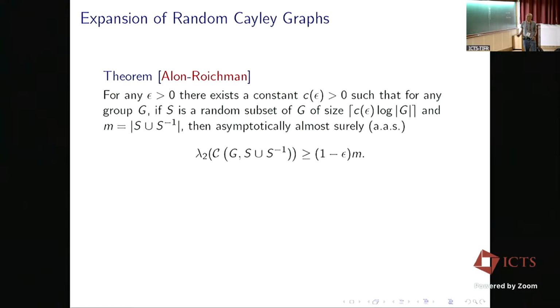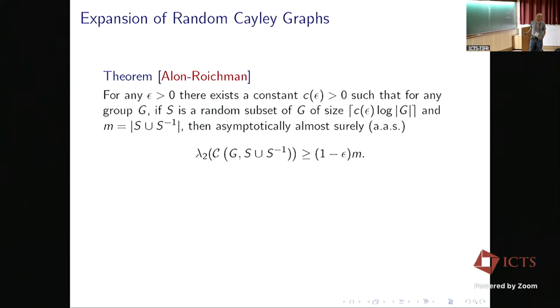Now, the Alon-Roichman theorem says the following. Take any group G of size n and pick randomly a subset of size log G times some constant, which depends on how good an expander we want to get. Then lambda 2 of this Cayley graph will be at least 1 minus epsilon times m, where m is, of course, the maximal lambda 2 that we can get. If you take log G elements, then you almost surely will get as lambda 2 an almost maximal eigenvalue. So this is the result that we want to extend to high dimensions.